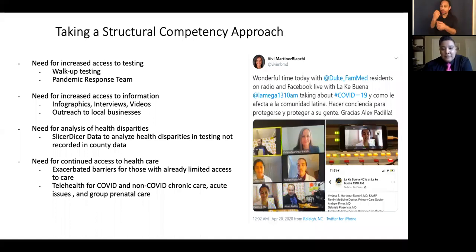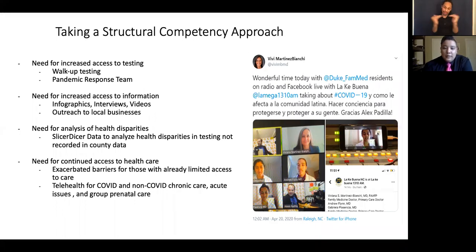As primary care physicians, our responsibility is not only to increase access to testing and care related to COVID, but also to continue providing care to those with non-COVID related acute issues, chronic diseases, and pregnancies. We know that the disparities for accessing that care have existed for a long time, and we want to make sure that we're focusing on that as well during the pandemic.